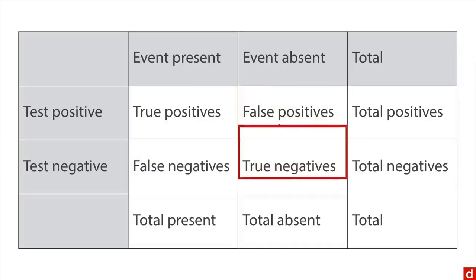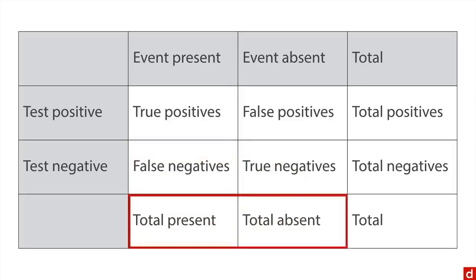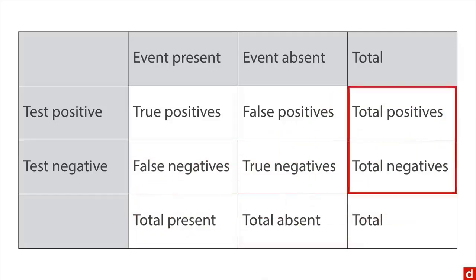And then below that, true negatives, where the test says it isn't happening and that's correct. And then false negatives, where the test says there's nothing going on, but there is in fact the event occurring. And then you start to get the column totals, the total number of events present or absent, and the row totals that talk about the test results.